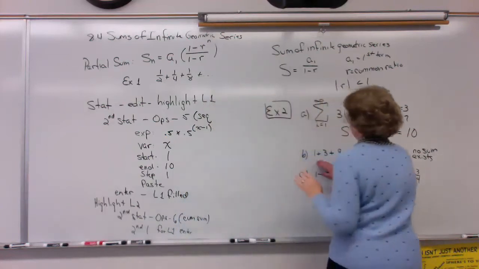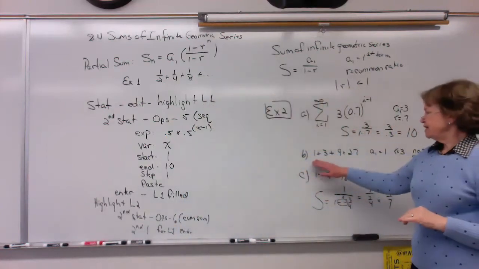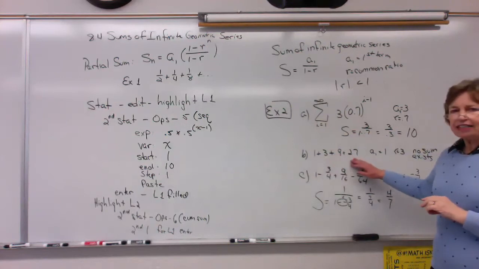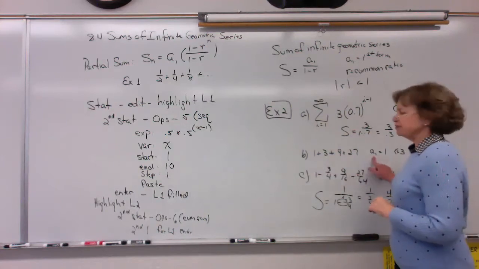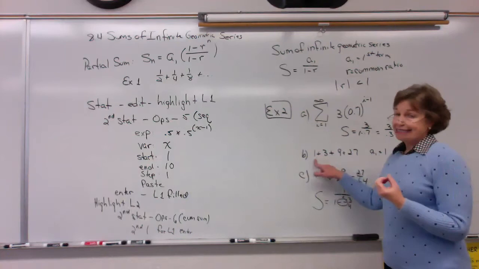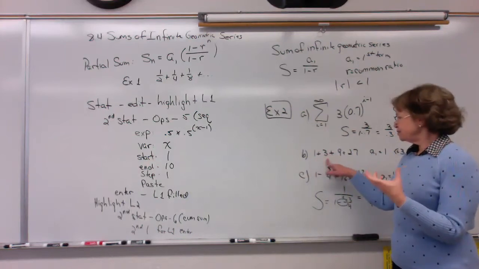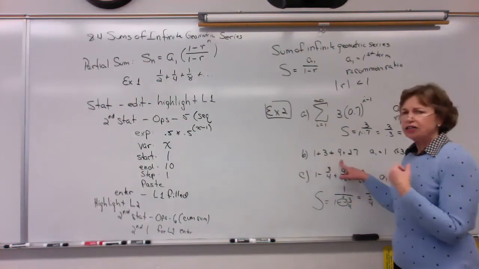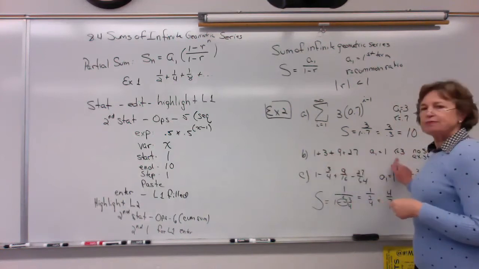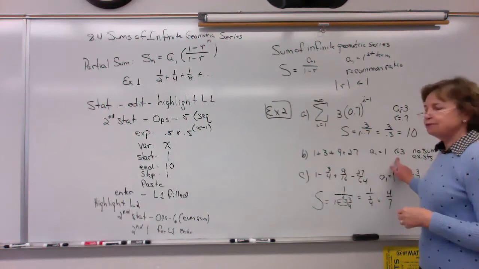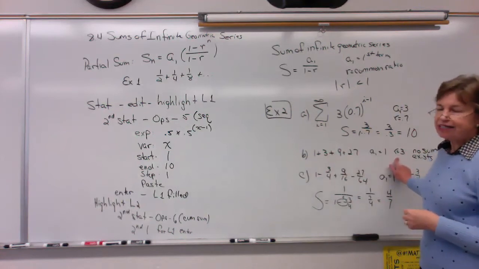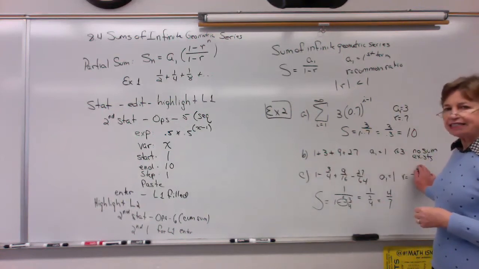If I'm looking at B, they gave me the series 1, 3, 9, 27. So our first job was to figure out the first term, so that was easy to see. It was going to be 1. And the common ratio is 1 times 3, and then 3 squared. So if our common ratio was bigger than 1, which this one was 3, we know that no sum exists.